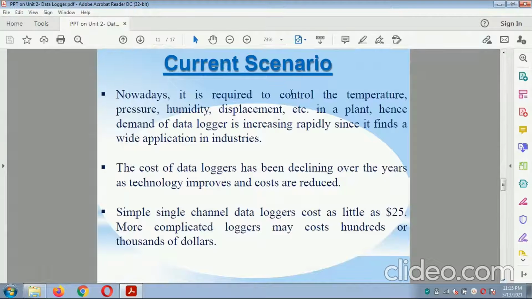So, the current scenario. Nowadays it is required to control the temperature, pressure, humidity, displacement, etc. in the plant. Hence, demand for data loggers is increasing rapidly since they find wide application in the industry. The cost of data loggers has declined over the years as technology improves and costs are reduced. A simple single channel data logger costs as low as $25, and more complicated loggers can cost hundreds or thousands of dollars.